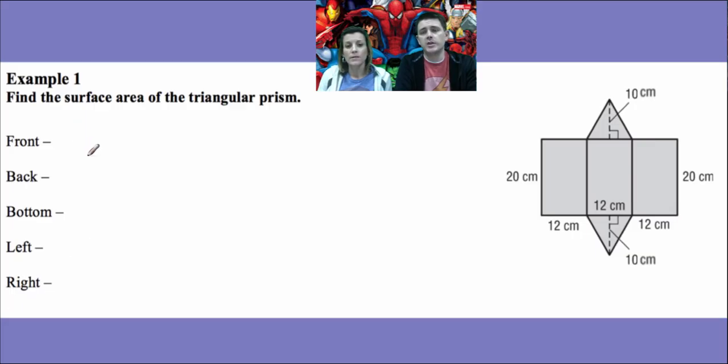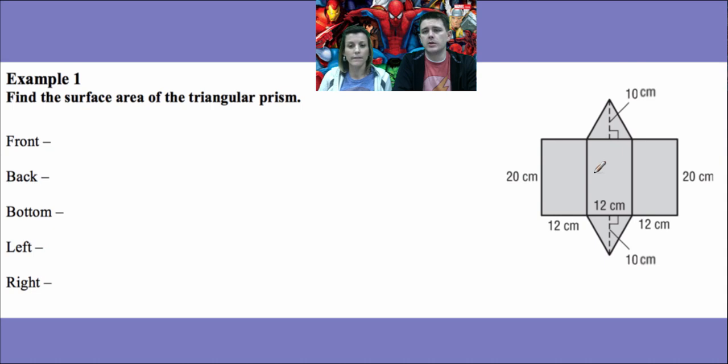So the first one is already drawn for us. We've already laid out the net, but we need to find the surface area. And unfortunately, there's not a nice, neat, easy way all the time for triangular prisms. You just have to go find the area of each of the separate pieces. Can we label the words over here first to start us off?